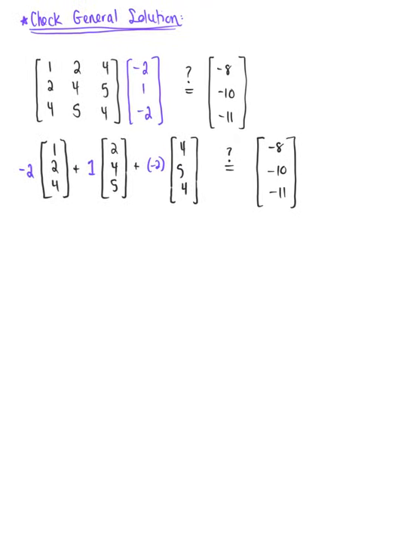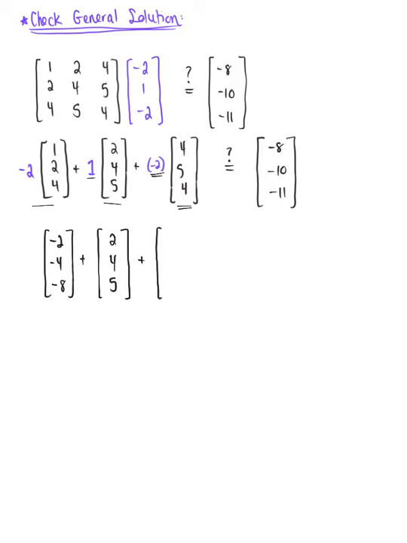We have a little vector arithmetic. So this first case is -2 times that vector. This is going to be equal to -2 times 1 is -2, -2 times 2 is -4, -2 times 4 is -8. Plus, now we have 1 times the column vector, so this is just that same column vector, 2, 4, 5. And now we're adding a scalar multiple of -2 times this third column vector. So we have -2 times 4 is -8, -2 times 5 is -10, -2 times 4 is -8. And let's add these together.